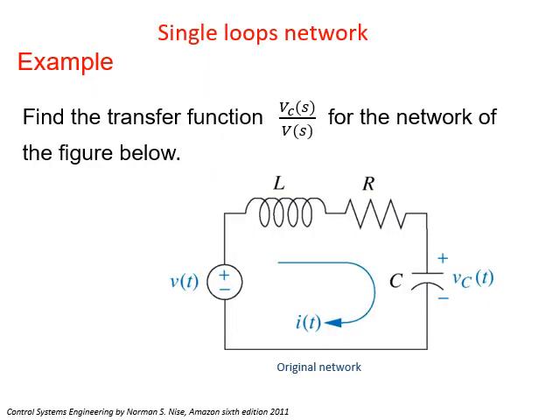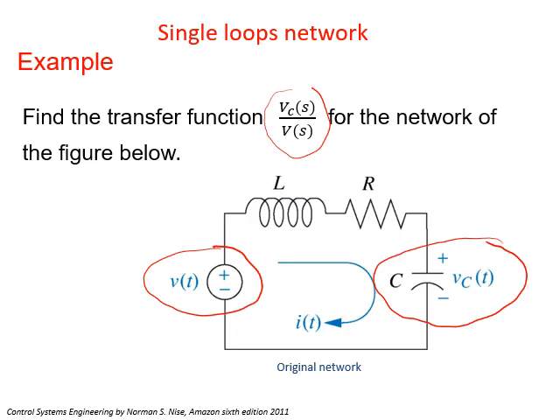For example, if I want to find the model of this network, what's the question here? It says find the transfer function VC over V, as a function of S, of the network given. Once it says VC over V, that means VC is the output and V is the input, because we know that the transfer function is the output over the input.